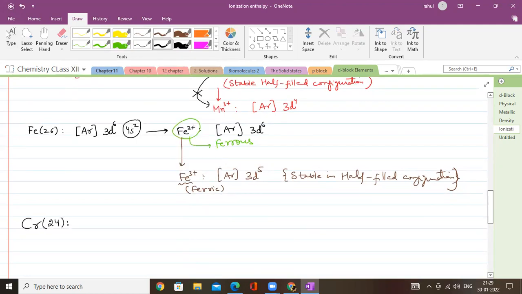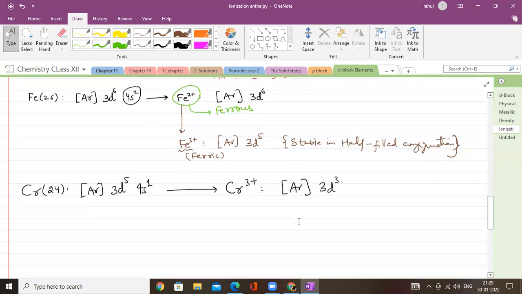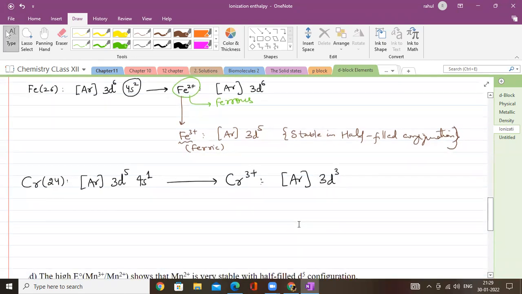Chromium is 24. So if I write down the configuration, it is argon 3d5 and 4s1. Chromium is always stable in +3 oxidation state. The reason is it has a half-filled t2g orbital configuration. I repeat, you may ask me, sir, how do you reach?